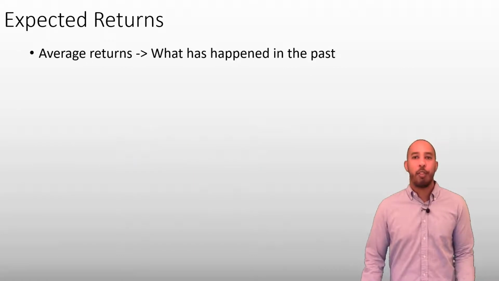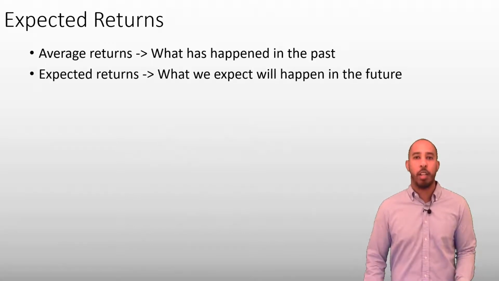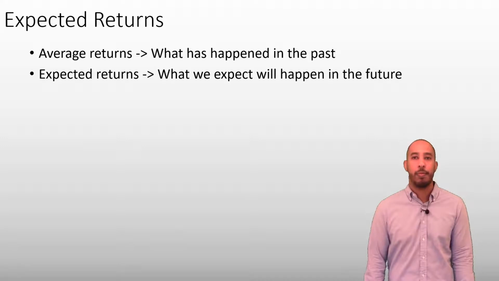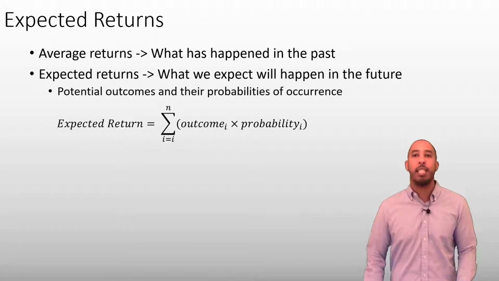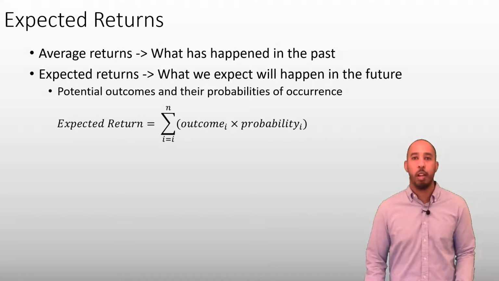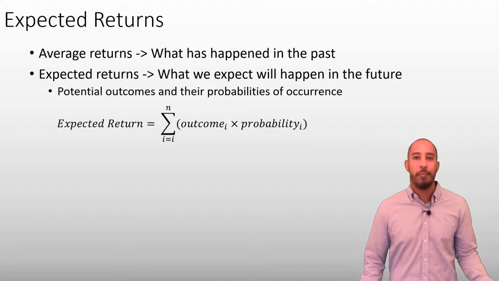We just computed average returns, which deals with historical data and looks at what happened in the past. But we can also compute expected returns, which will look at what we expect to happen in the future. For this, we need to have some forecast of the outcomes we expect to see in the future and the probabilities with which we expect those outcomes to occur. The expected return will be the weighted average of the future outcomes, with the weights being the probabilities.